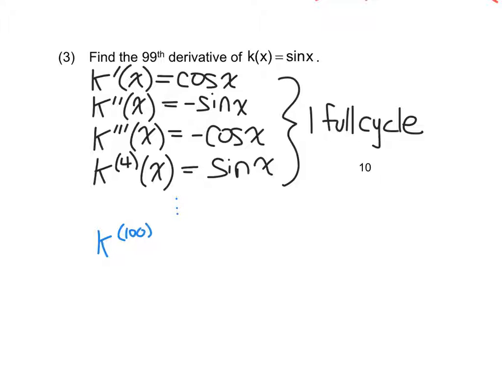Let me do the 100th derivative. That would be what? Sine x, because 100 is a multiple of 4. So this corresponds to this. If I'm looking for the 99th derivative, I just take one step back.